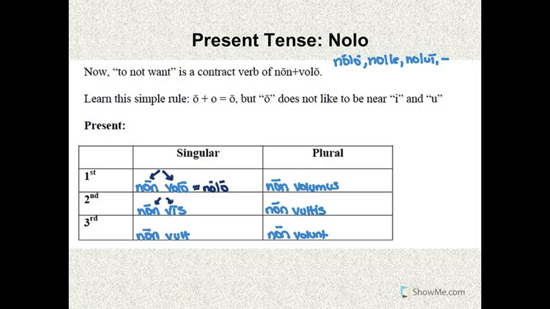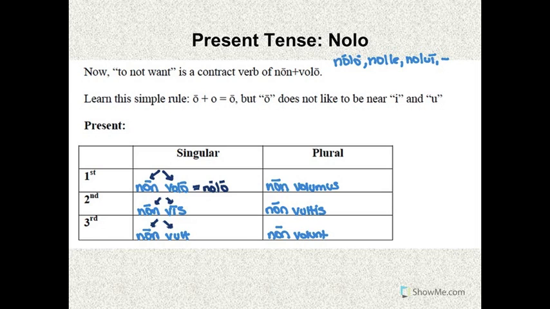What about for the third person singular? What do you think is going to happen here? Yeah, just like the second person singular, we're going to leave this as is because the O in non and the U in vult cannot contract.